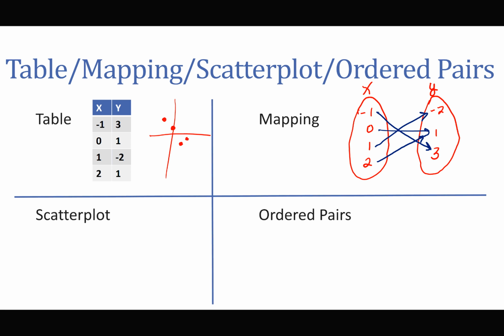We're going to get into domain and range, but x is the domain, y is the range. I could do a scatter plot, which is basically what I did up here already. It's going to put down each point. So -1, 3, 0, 1, over 1, down -2, and over 2, up 1 would look something like that.